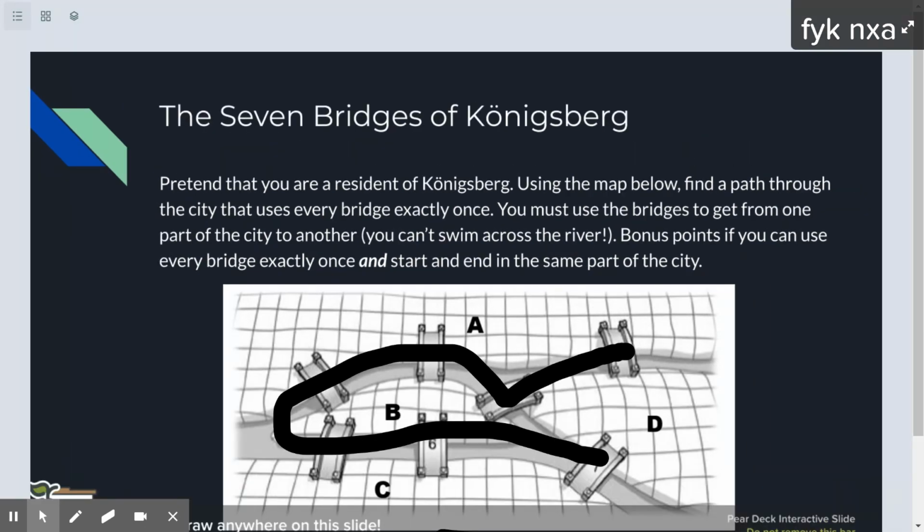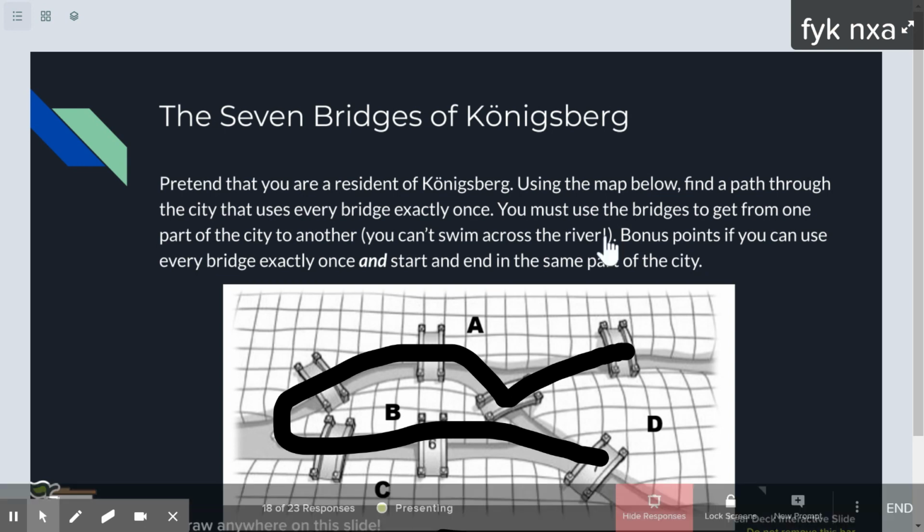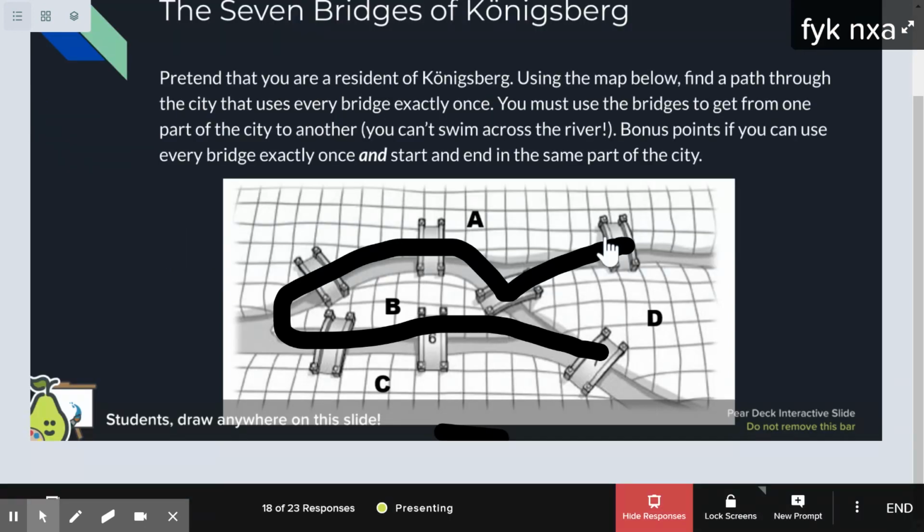Here's one, although where I guess we start here. I guess somewhere up here by A, it looks like it went over the river. Close.